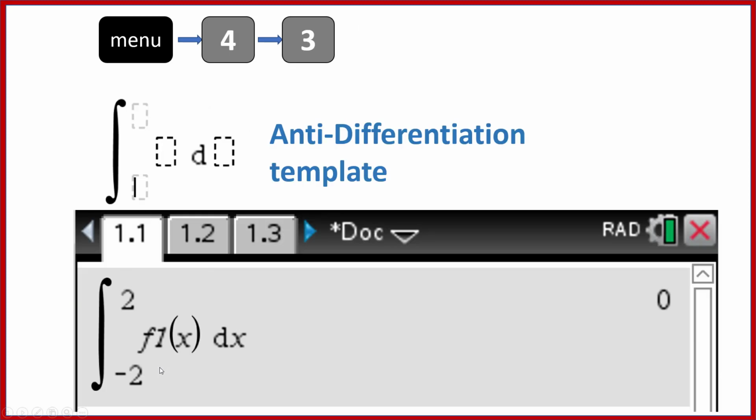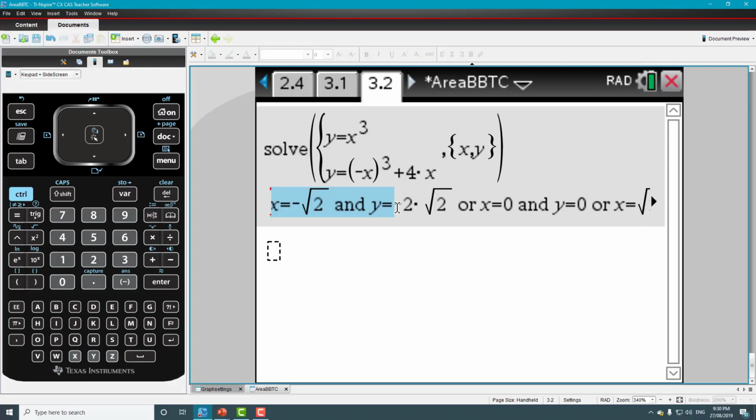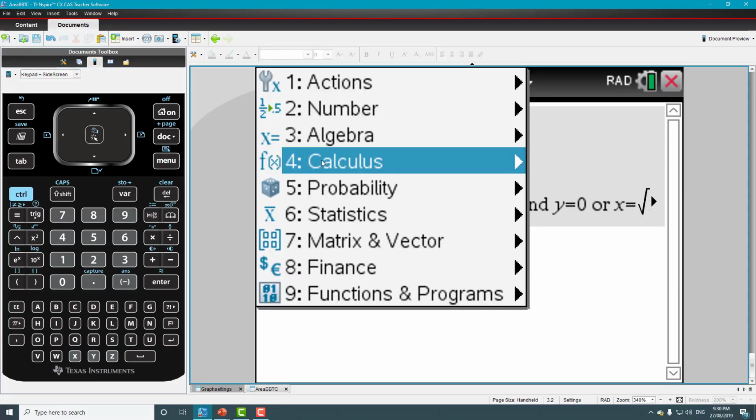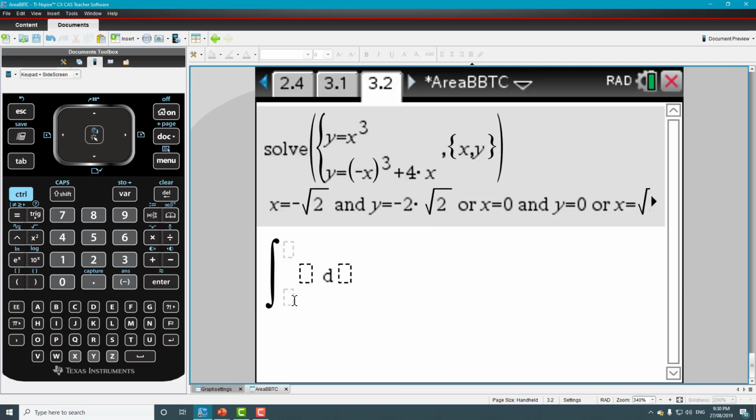So now we are actually going to use the anti-differentiation template, which is menu 4 and 3. So once again, if I go to calculator page, sorry, I should have been there, menu calculus and the anti-deriv template. So I put the lower bound there, the upper bound there, and the two functions. In my case, I've already actually got the functions defined. So if I do f1, it picks up the function, and minus f2. Yeah, so that's f2, and once again x and dx. Now my lower bound is negative 2, the upper bound is 2.